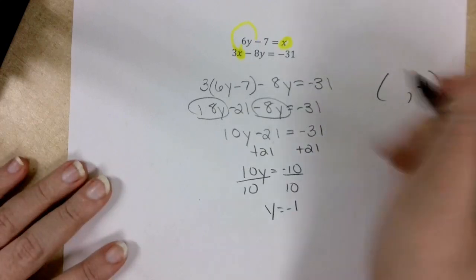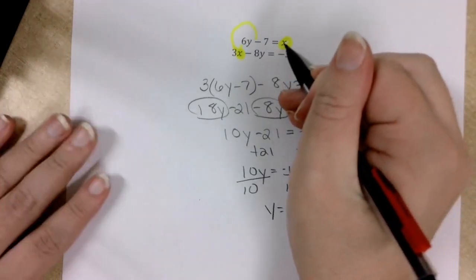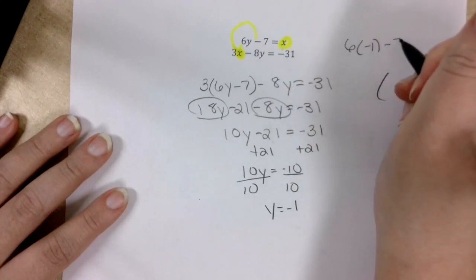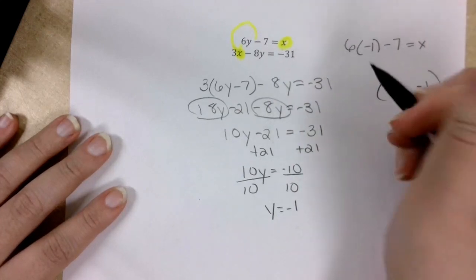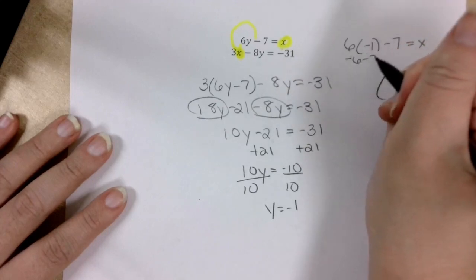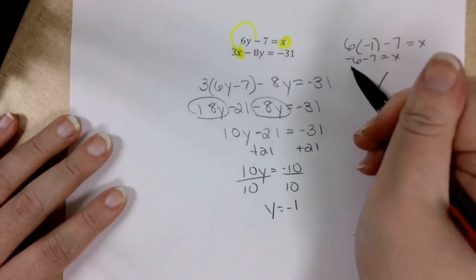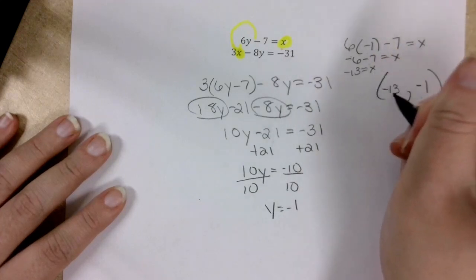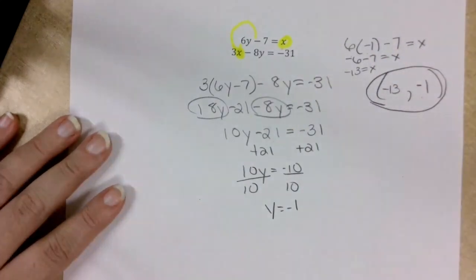Again, I have my y value. I need to find my x. X is already the lone variable here, so it's easier to plug into the first one for my y. 6 times -1 is -6. -6 minus 7 is -13, so my x equals -13. And that's my answer.